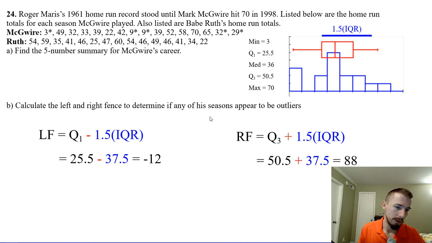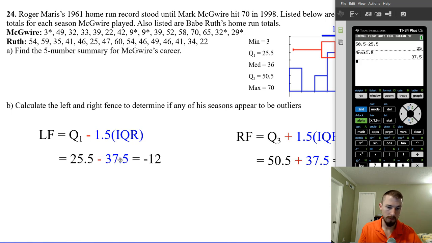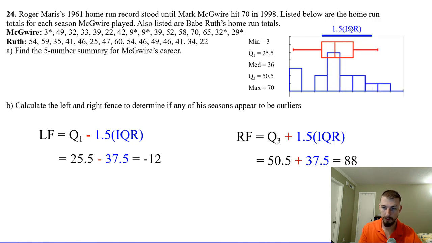So in order to do that, for the left fence, we find 1.5 times the interquartile range. So to find the interquartile range, that's going to be 50.5 minus 25.5. Okay, then I multiply that times 1.5. And that's going to be 37.5. And so that's what this value is here. I'm going to subtract it from the first quartile.